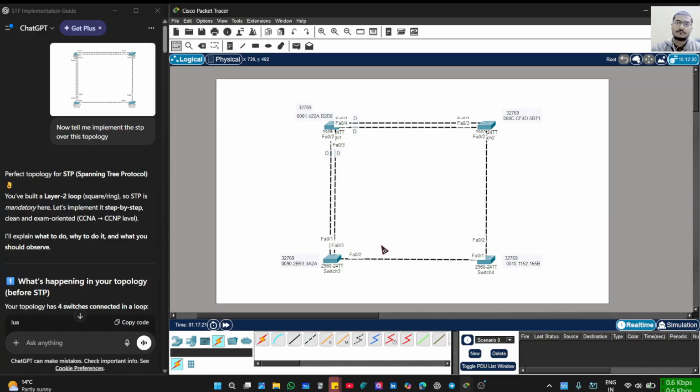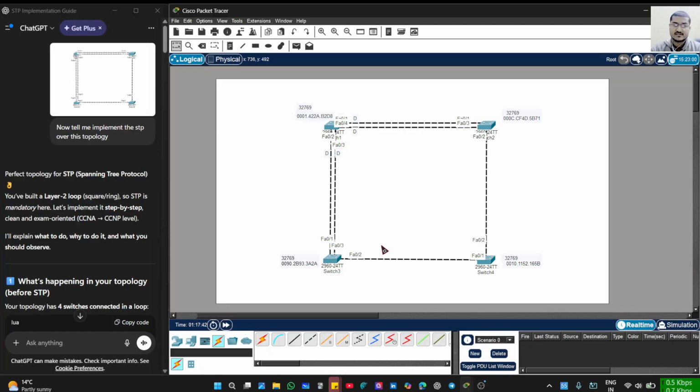The STP that we call Spanning Tree Protocol works on the basis of the IEEE standard 802.1D. This is a loop prevention protocol, and it's a Cisco proprietary protocol.